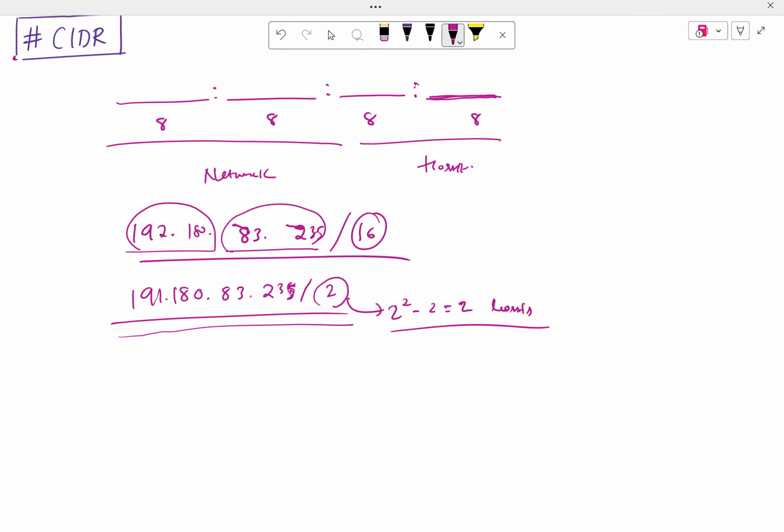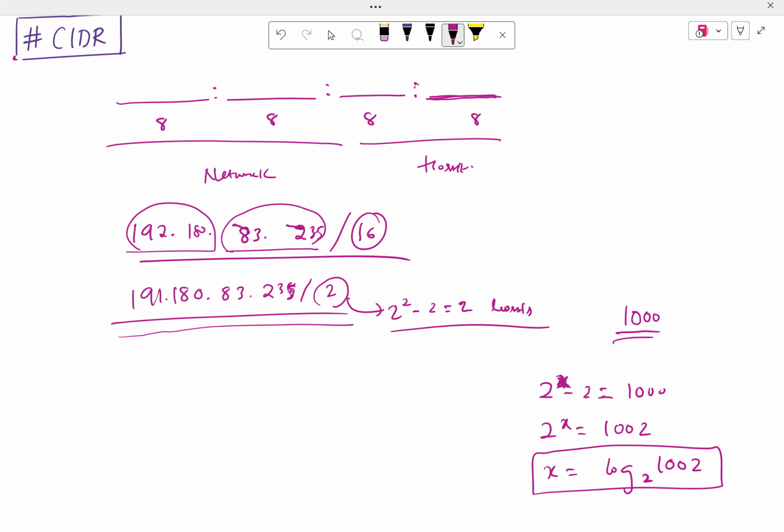But if you have a huge number of hosts, let's say around 1,000 hosts, you have to find 2 to the power x minus 2 equals 1,000. This x is the number of bits that you need to represent the host. So 2 to the power x equals 1,002. Take log on both sides: x equals log 1,002 base 2.